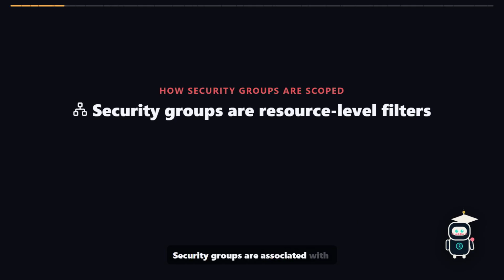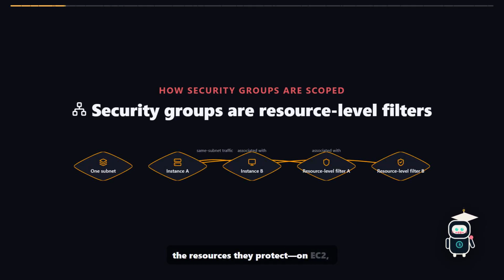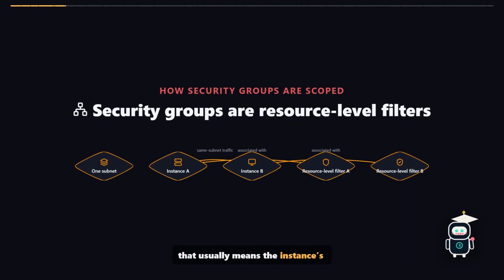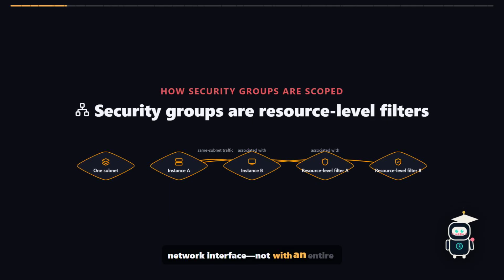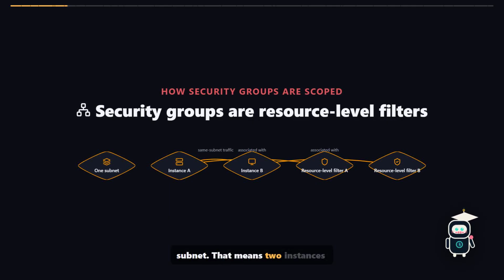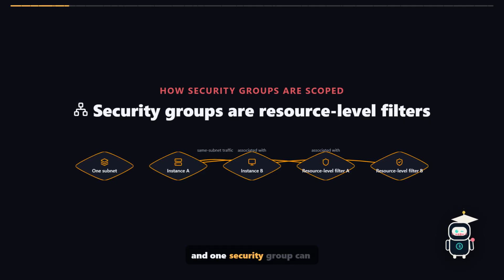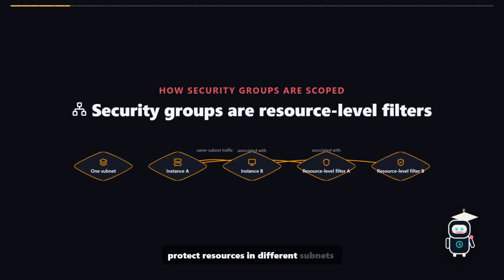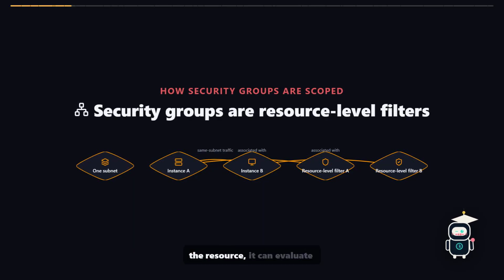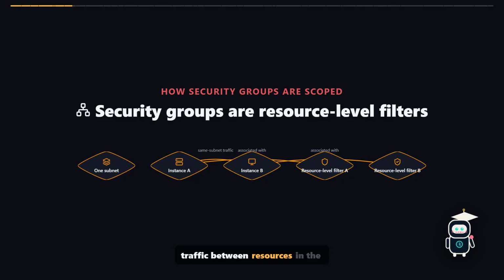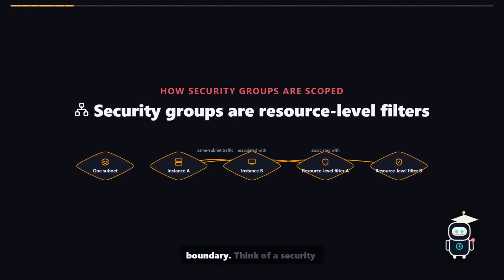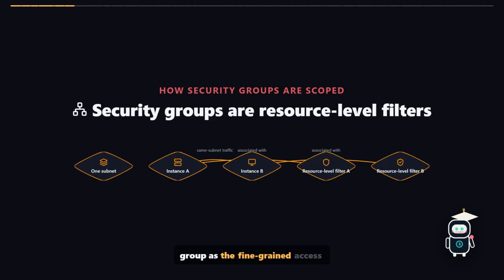Security groups are associated with the resources they protect. On EC2, that usually means the instance's network interface, not with an entire subnet. That means 2 instances in the same subnet can have completely different access rules, and one security group can protect resources in different subnets within the same VPC. Because the security group stays with the resource, it can evaluate traffic between resources in the same subnet even when that traffic never crosses a subnet boundary. Think of a security group as the fine-grained access policy attached to the workload itself.